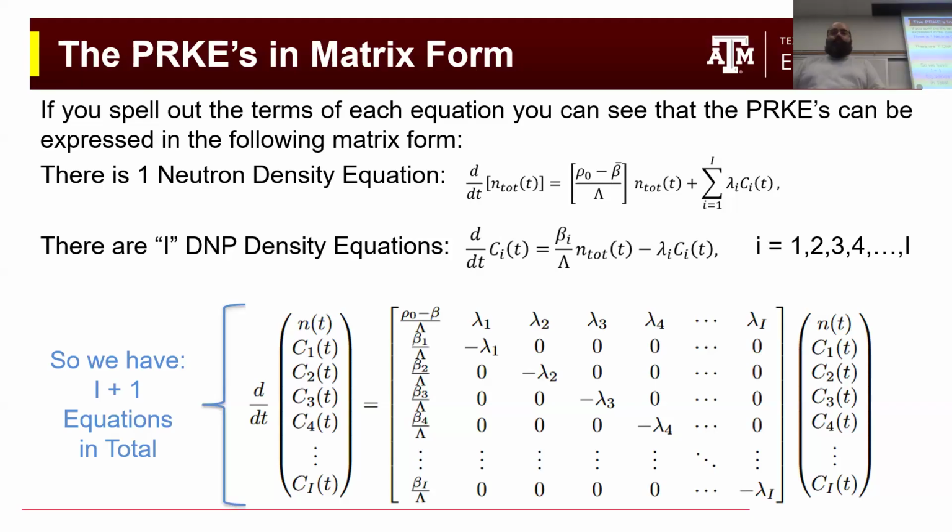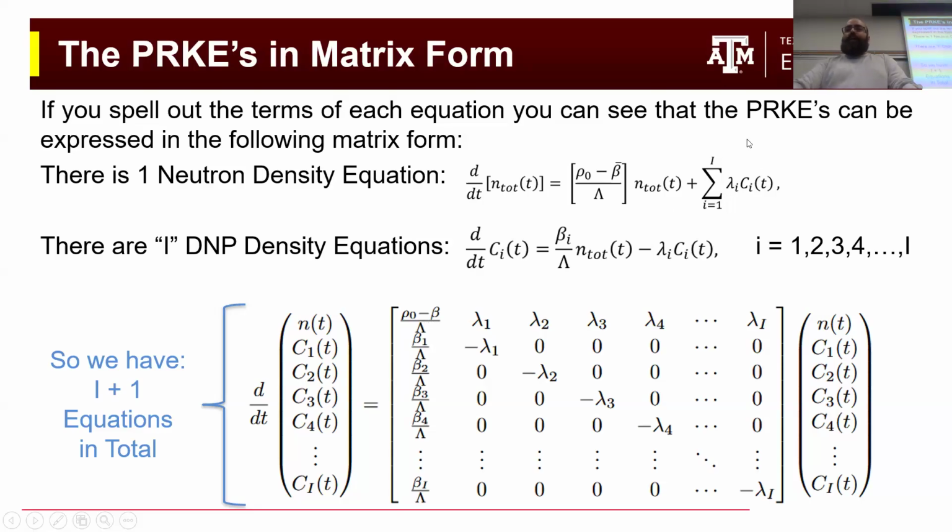It's helpful to recognize that if we take these equations, they are well suited for a matrix form of solving, where if we were to write this equation out, this first equation is going to be this first line in my matrix. The way that I've set up my solution vector is that it's n of t, and then all of my different concentrations going from C1 all the way up to CI. So if I were to write out this first equation, the term on the left side is the derivative with respect to time of my neutron density. The coefficient attached to n total is rho 0 minus beta over big lambda.